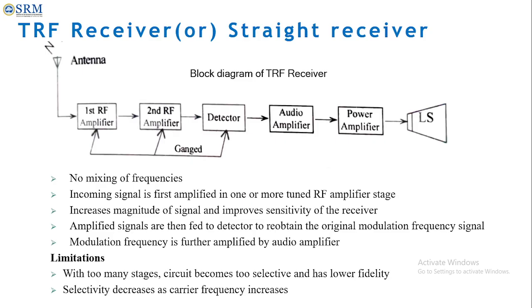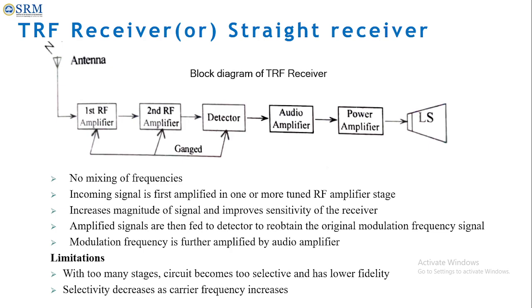So in this tuned radio receiver, we don't have any mixing of frequencies. First, the incoming signal coming from the antenna is amplified in one or more tuned RF amplifier stages. Here we increase the magnitude level of the signal, which improves the sensitivity of the receiver.